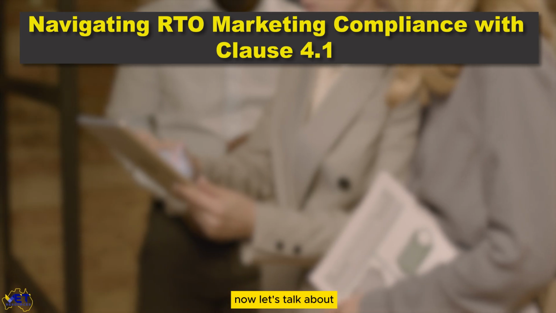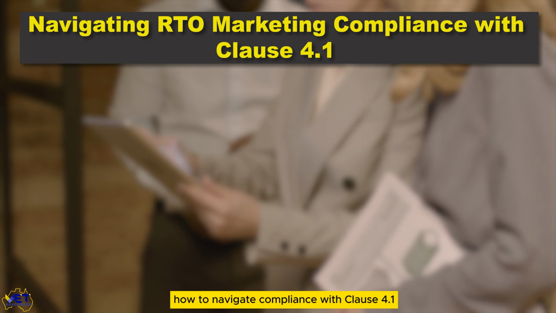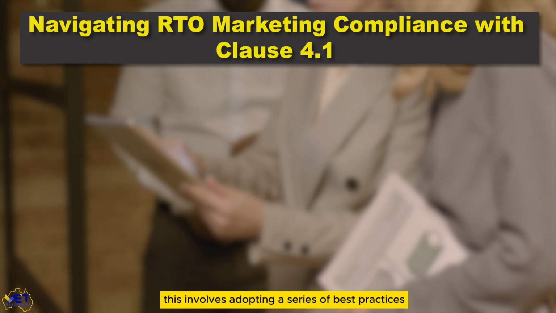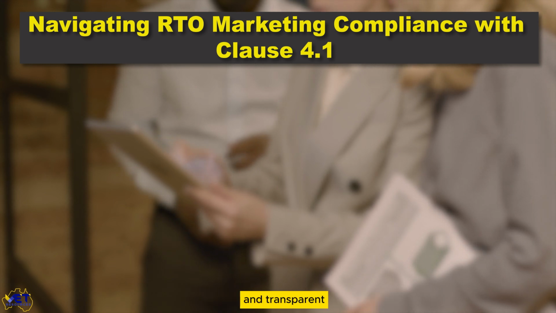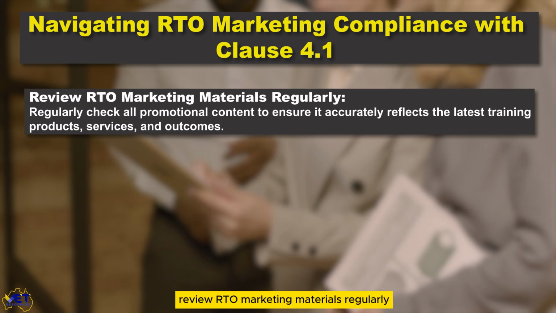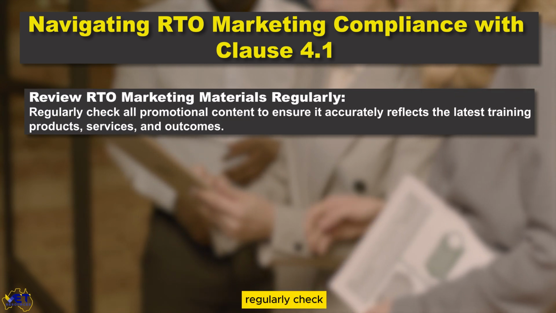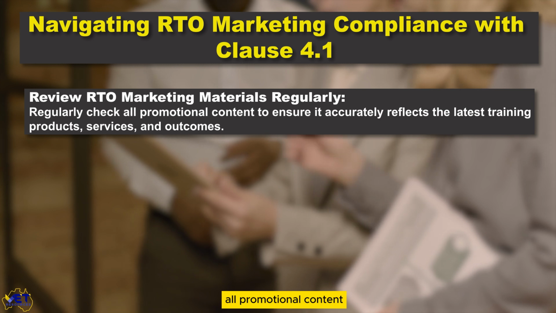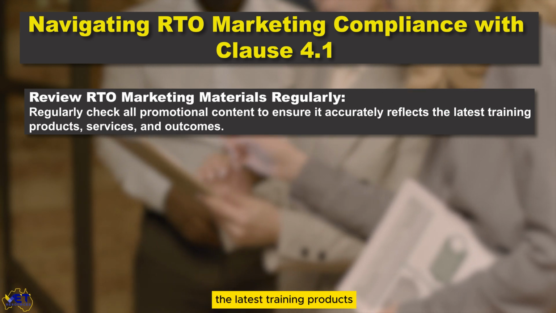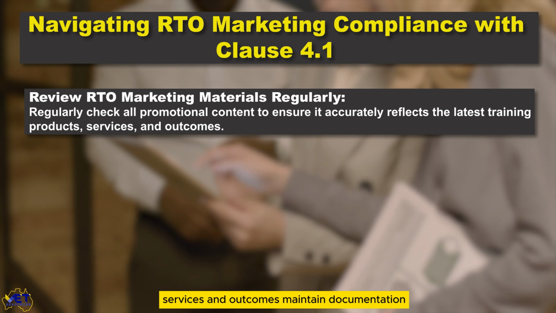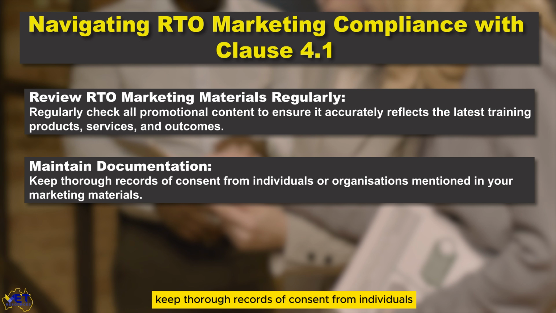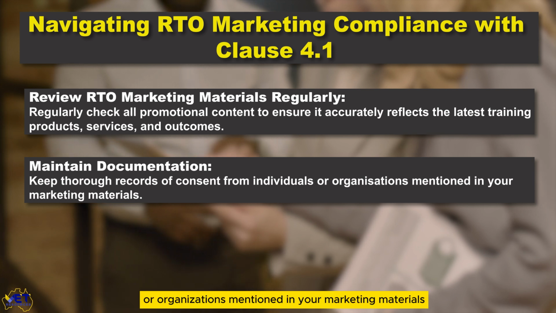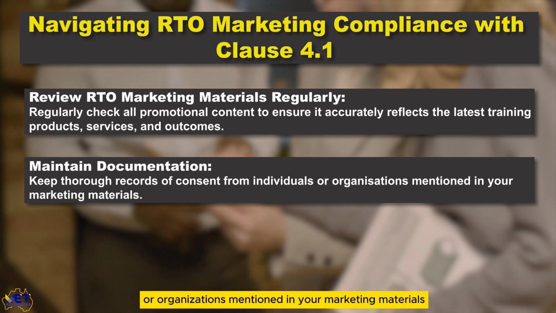Now, let's talk about how to navigate compliance with Clause 4.1. This involves adopting a series of best practices to ensure your RTO's marketing is both accurate and transparent. Review RTO marketing materials regularly. Regularly check all promotional content to ensure it accurately reflects the latest training products, services, and outcomes. Maintain documentation. Keep thorough records of consent from individuals or organizations mentioned in your marketing materials.